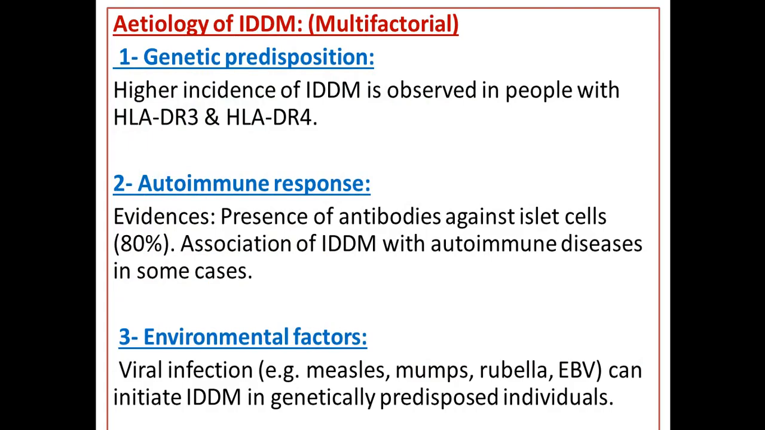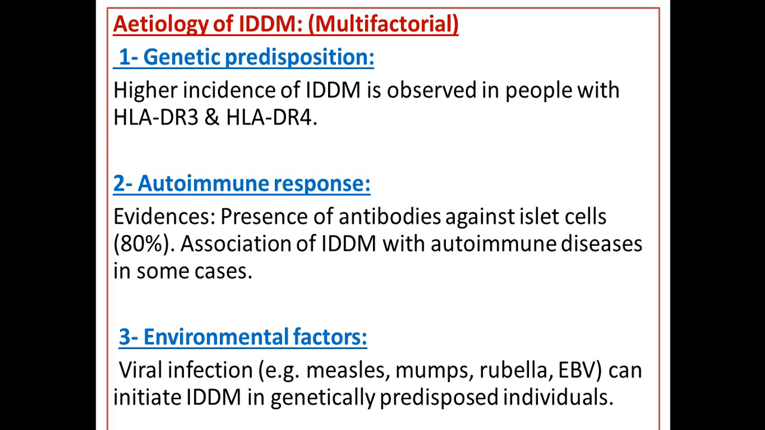So the etiology of insulin-dependent diabetes, we will discuss insulin-dependent because it is the type common in pediatrics. It is well known. It is multifactorial. Number one, genetic predisposition: the higher incidence is observed in people with HLA-DR3 and HLA-DR4. Also, there is an immune etiology because there is a presence of antibodies against islet cells in 80% of patients.